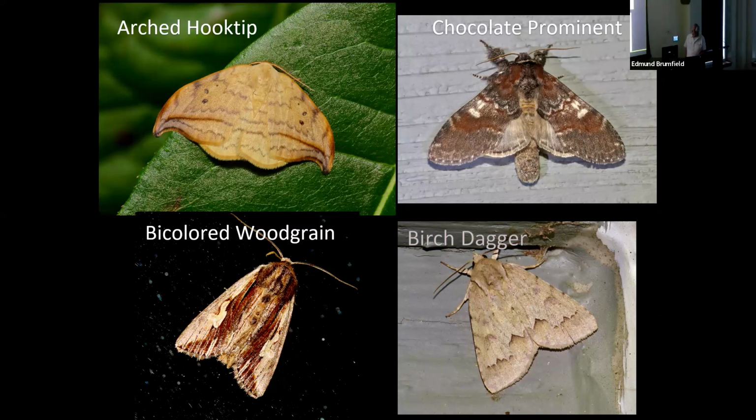The birch dagger. Now, most of these dagger moths have black streaks through the wings, hence the name dagger. This is one of the ones that doesn't. It's a very pale one, and it's also quite uncommon. And then another one of our wood grain specialists, the bicolored wood grain. All of these are birch feeders primarily.